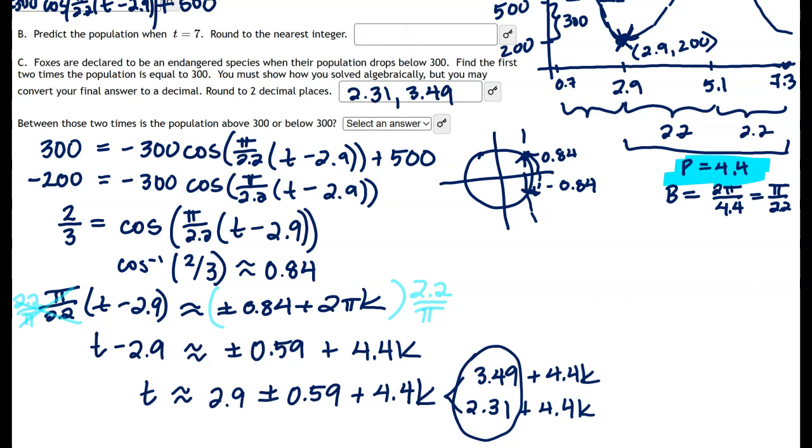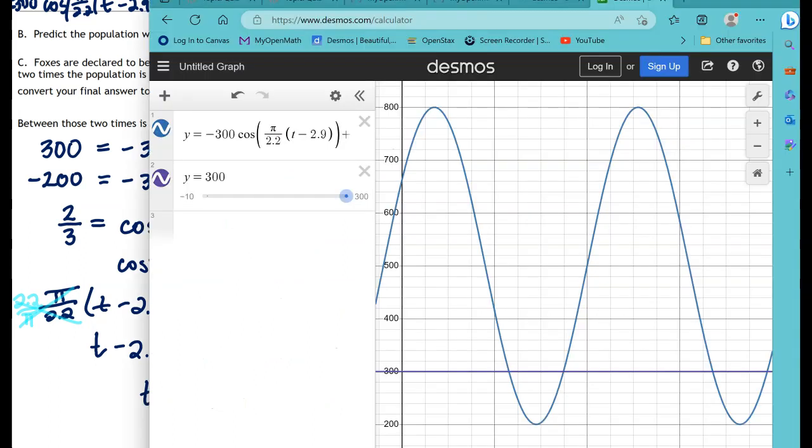Okay, and then the last question is really just a graph question. So if we're looking at 2.31 to 3.49, are we getting the times when the foxes are endangered when it's below 300? Or are we getting the times when it's above 300? We can also use the graph to check our solutions that we just got right now and make sure they really are the first two. So here's my graph, and I put that y equals 300 in for you. And we can check, there's the 2.31 and the 3.49.